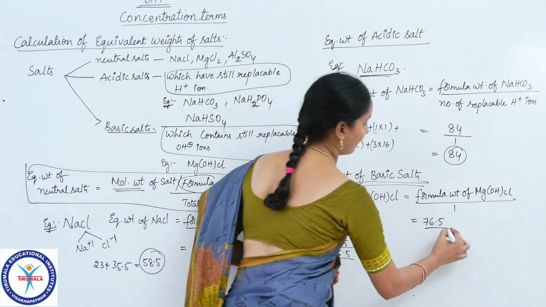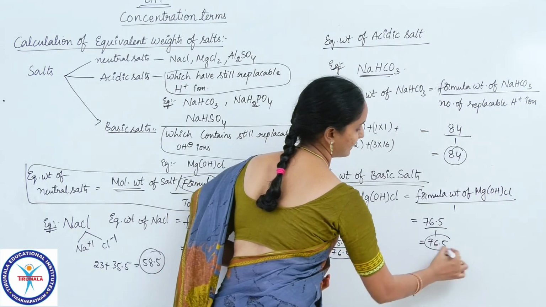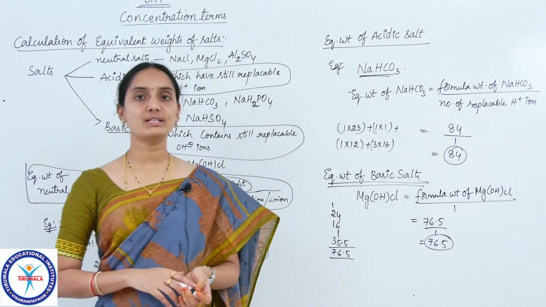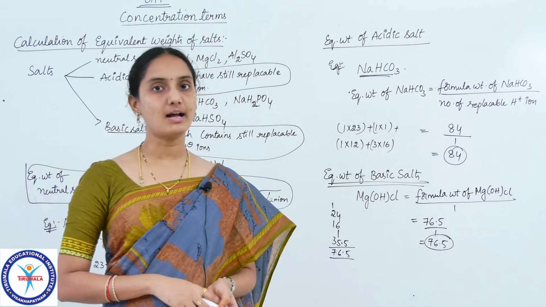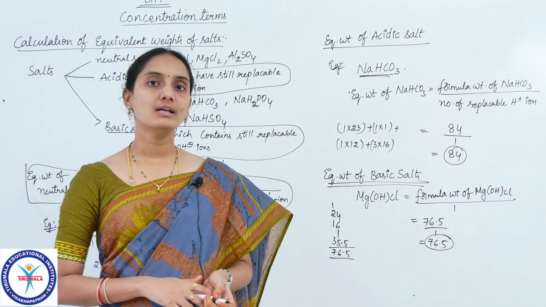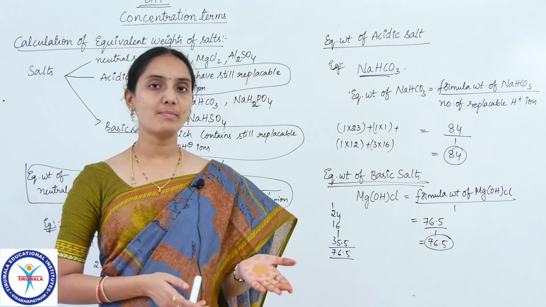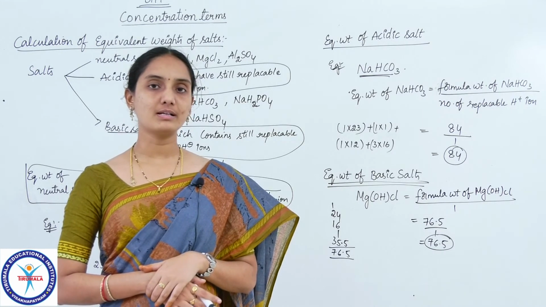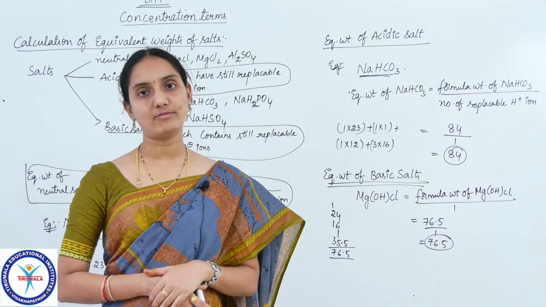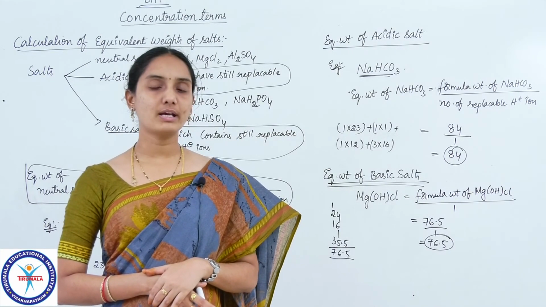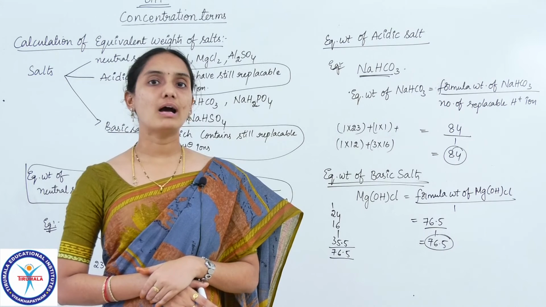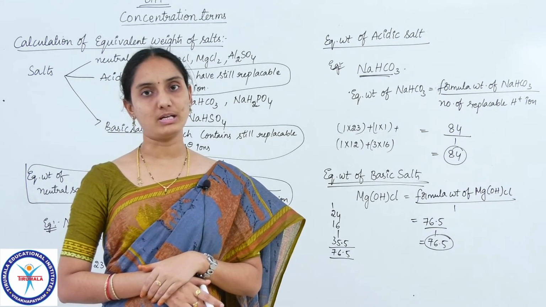So 76.5 upon 1, so again it is 76.5 you have to take, children. In such a manner, according to the nature of the salt, whether it may be a neutral salt, acidic salt or basic salt, you have to calculate the equivalent weights of that particular salt using their molecular weights, that is formula weight we should call. Formula weight of a particular salt divided by, if it is a neutral salt, total charge upon cation or anion you have to take. If it is an acidic salt, you have to take how many replaceable H+ ions are there in the formula, and if it is a basic salt, you have to consider the replaceable OH- ions.